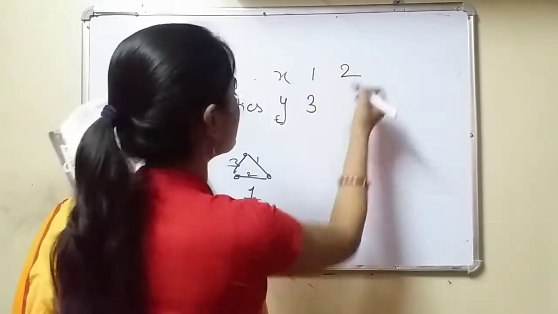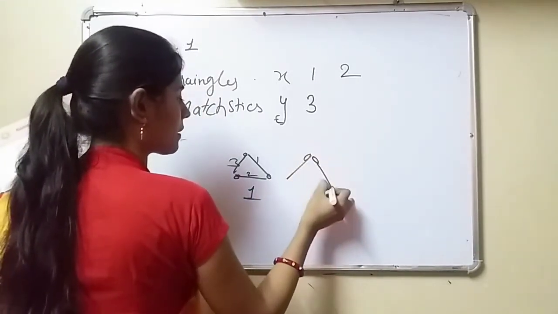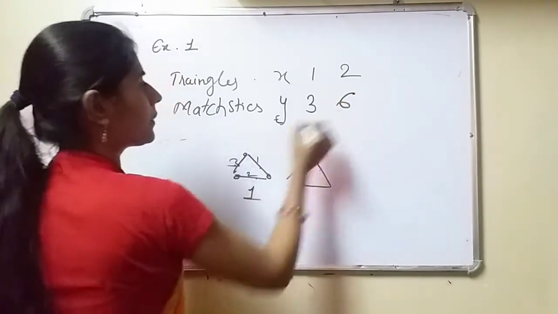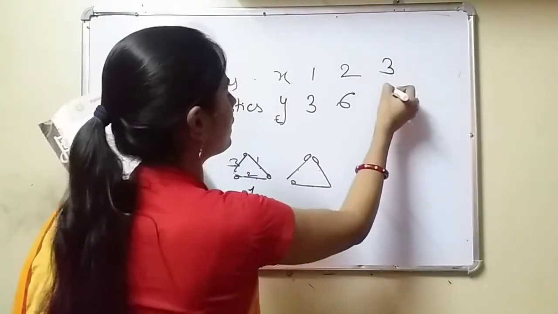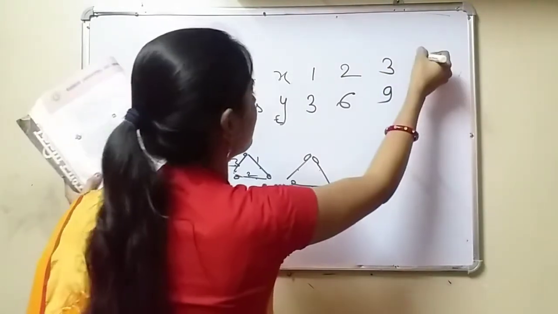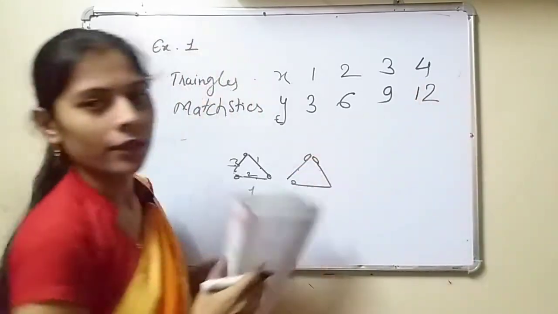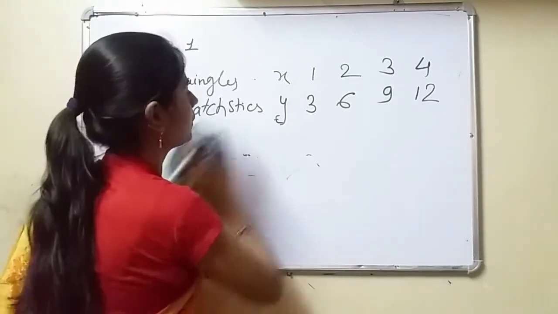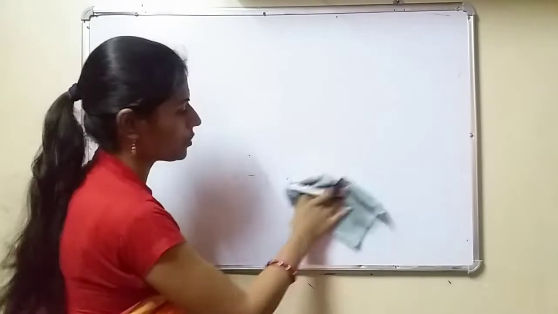If the number of triangles is 2, then matchsticks will be 1, 2, 3, 4, 5, 6. Okay. Now if the number of triangles is 3, then the number of matchsticks will be 9. If the number of triangles is 4, then matchsticks will be 12. Similarly, you can solve up to 100. Now directly we will solve some exercise questions.